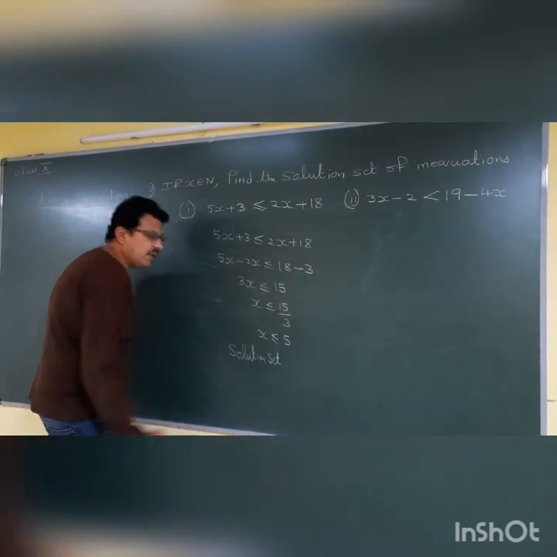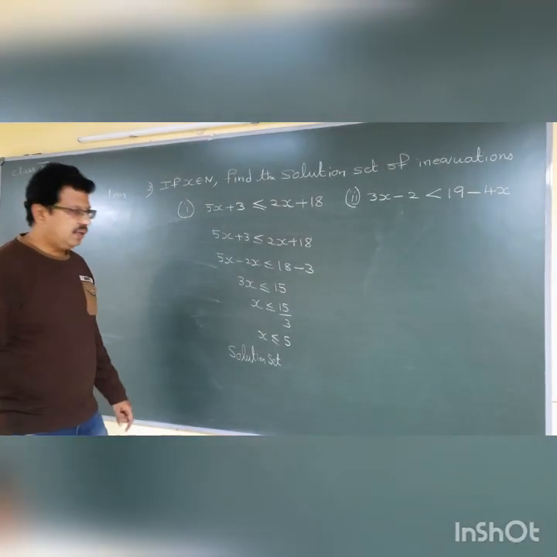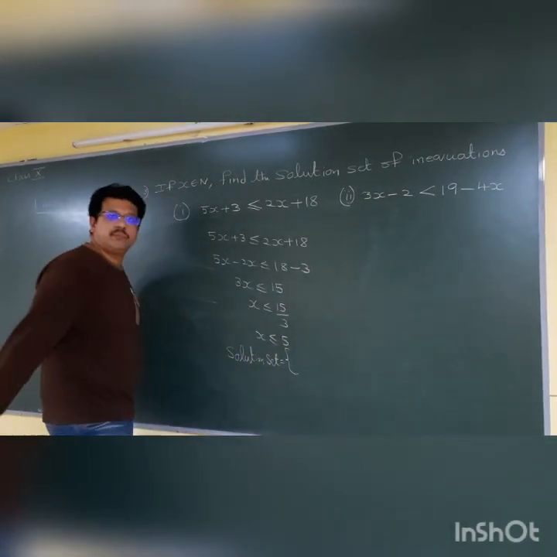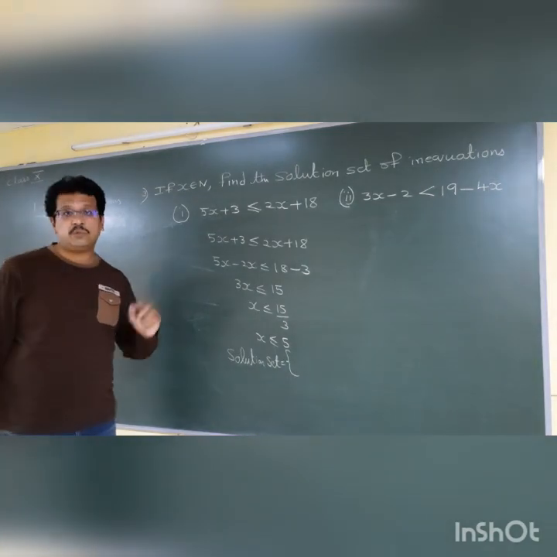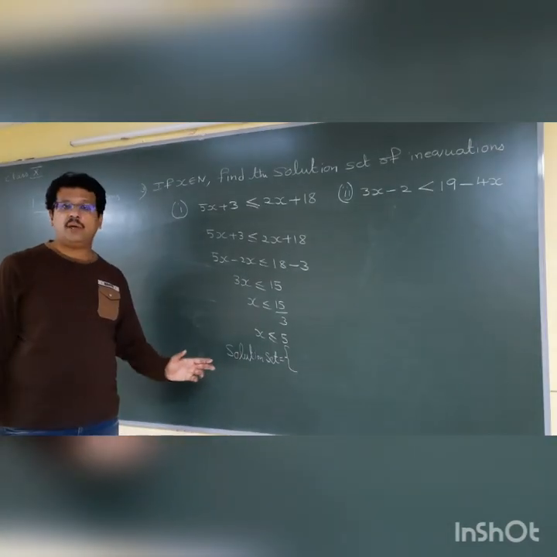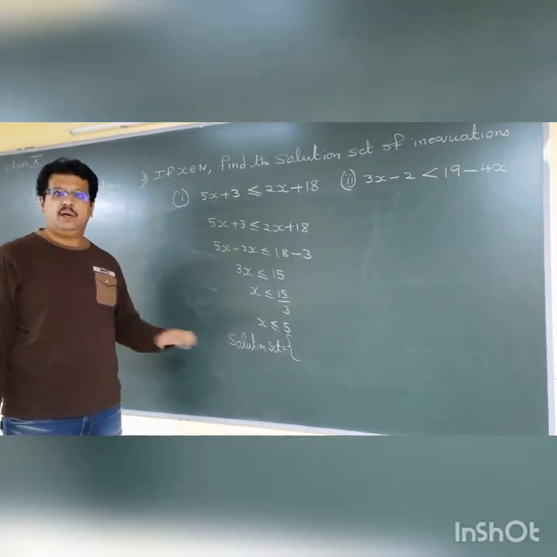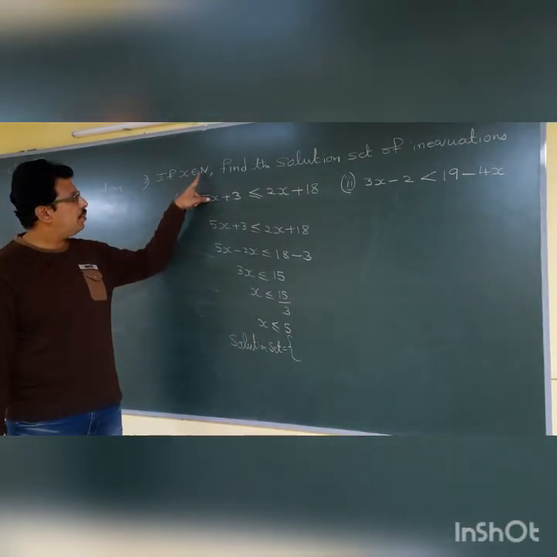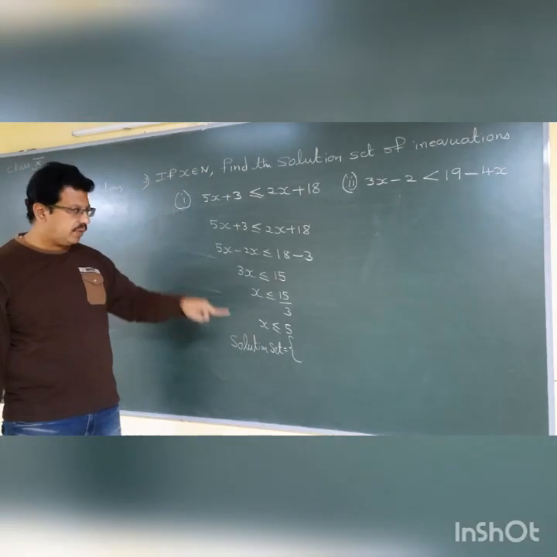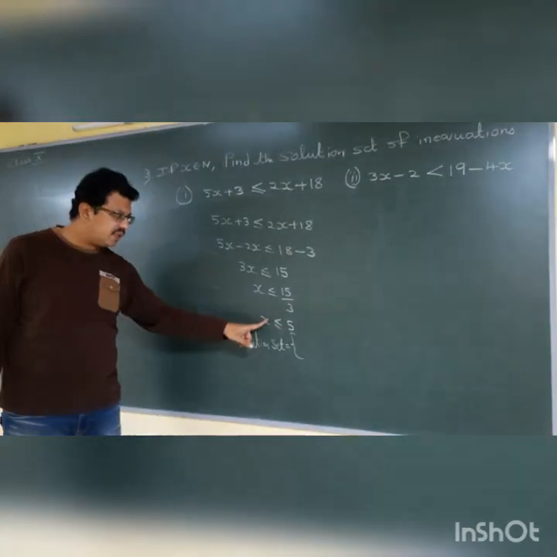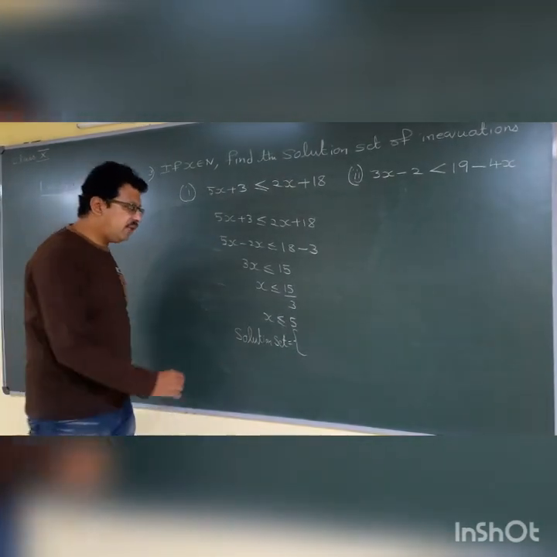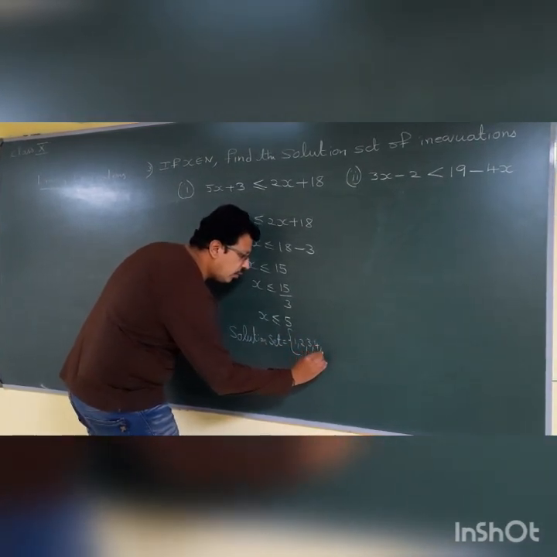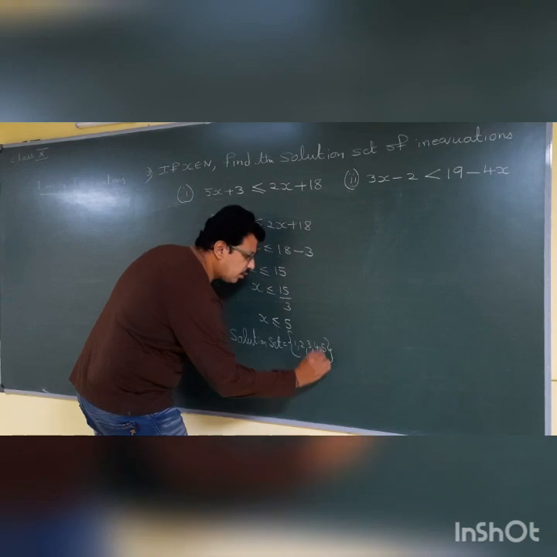Solution set. So what is the solution set, children? We can write this in the roster form, because there are two forms of writing. One is the roster form and the second one is the set builder form. Set builder form I will teach you later on. For this particular problem, since it is natural numbers, we have to write in the roster form. X less than or equal to 5 means we need to write 1, 2, 3, 4, 5, and you have to close the bracket, children.